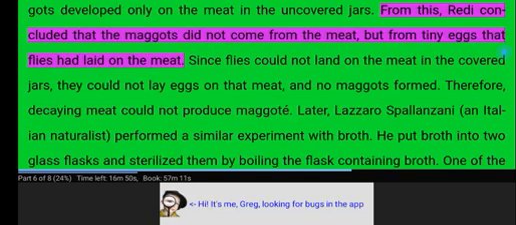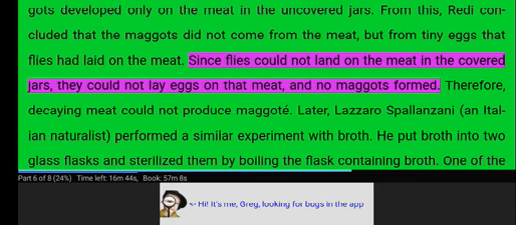From this, Redi concluded that the maggots did not come from the meat, but from tiny eggs that flies had laid on the meat. Since flies could not land on the meat in the covered jars, they could not lay eggs on that meat, and no maggots formed. Therefore, decaying meat could not produce maggots.